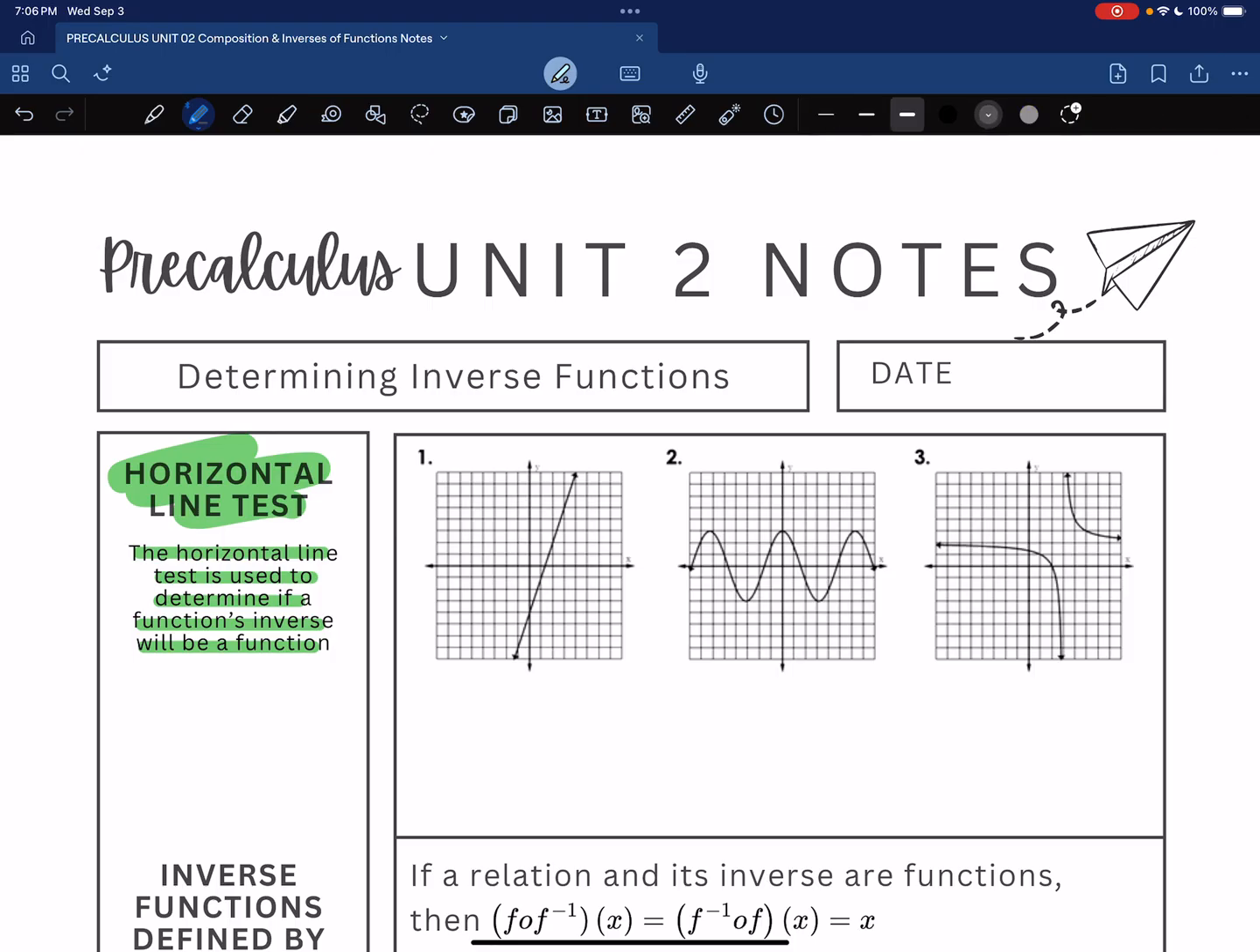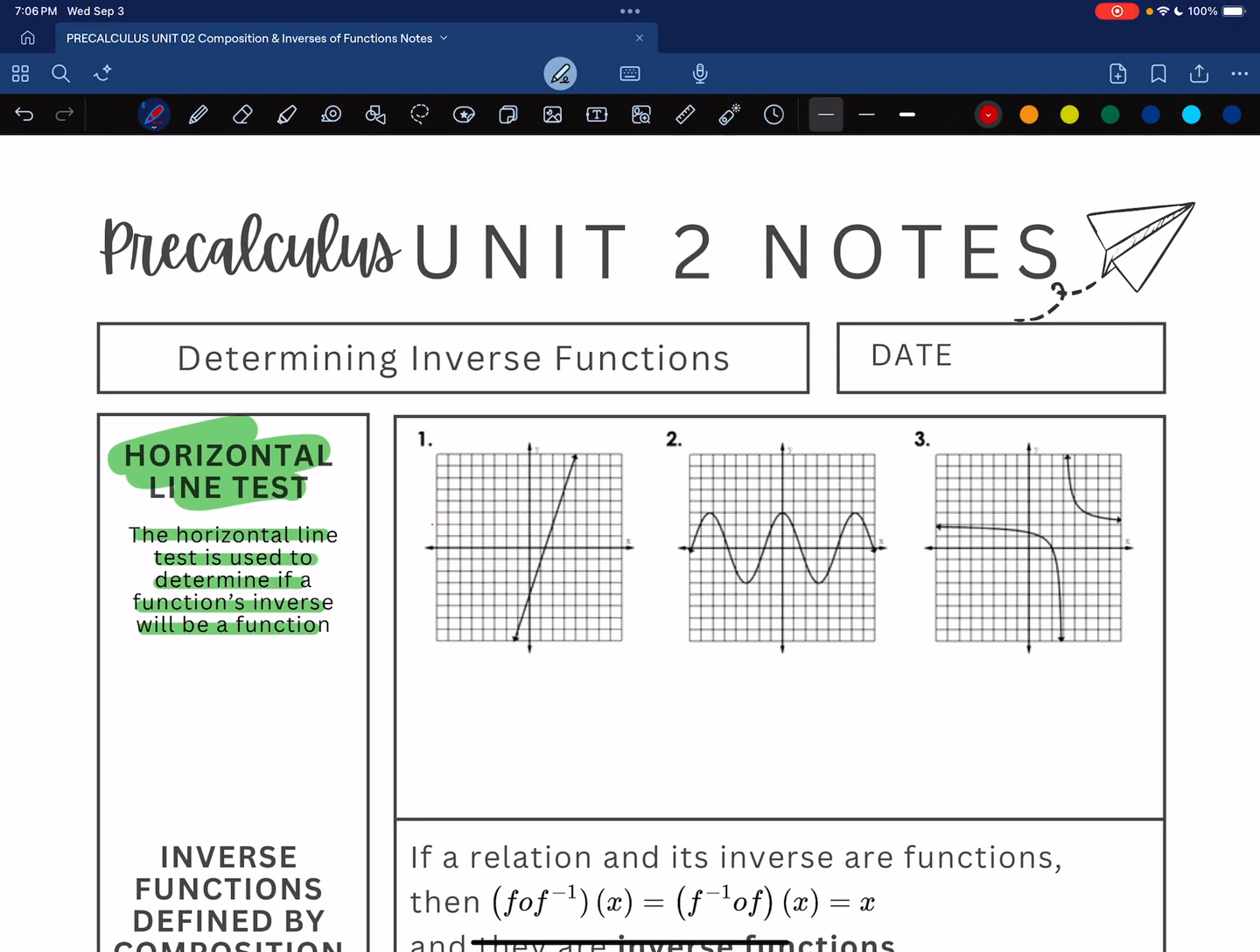So when I take and run this horizontal line across this graph right here, let me just actually show you this happening. If I run this line across this graph, notice it's only ever going to touch 1 point on the graph at a time. And because it's only touching 1 point at a time, this function is going to have an inverse, which makes sense. Yes, of course, this linear function will have an inverse.